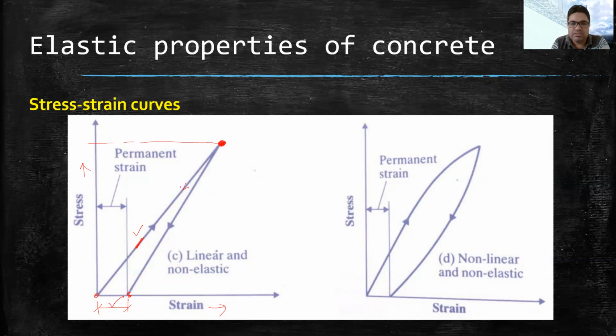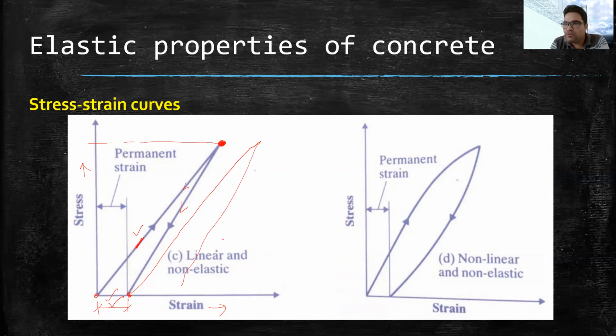So once we remove it, it is following this path, which means they are not following the same path, and that is why it is non-elastic. Permanent set occurs. So if we again apply the load, it will start like this, and it may occur another deformation, then it may not follow the same path. It will look like this.